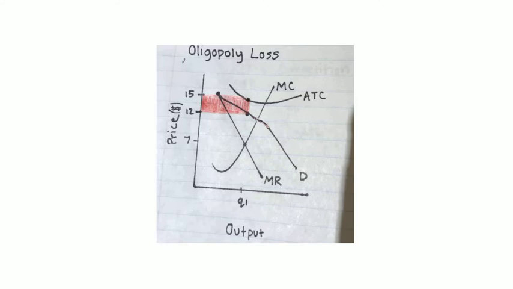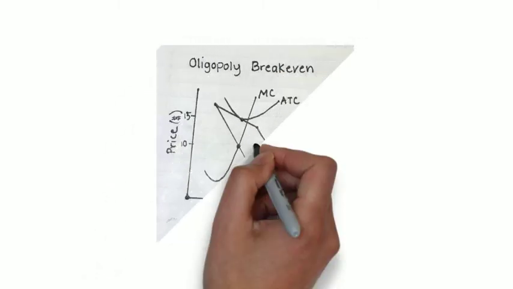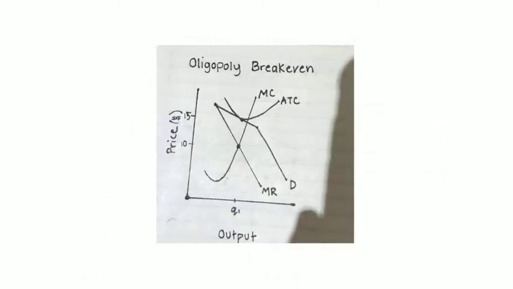Since the average total cost is $15, but the company is selling the product for $12, the company is experiencing a loss. Here is a graph that shows what breaking even looks like in an oligopoly market structure. Since we want to produce at the point in which MR equals MC, looking at the graph, MR equals MC at Q1 units and at a price of $10.